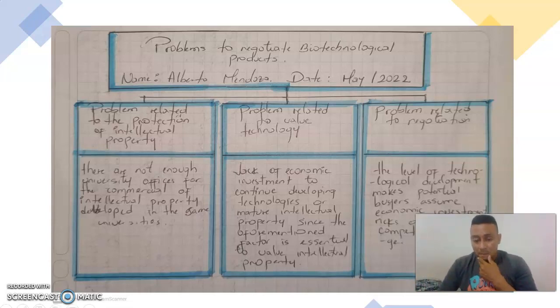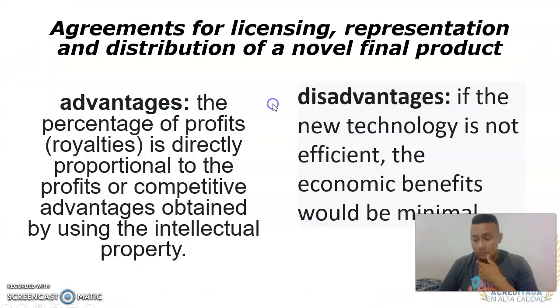Agreement utilization, this representation and distribution of a novel final products. Advantage. The percentage of profit is directly proportional to the profit or competitive advantage obtained by using the intellectual property.